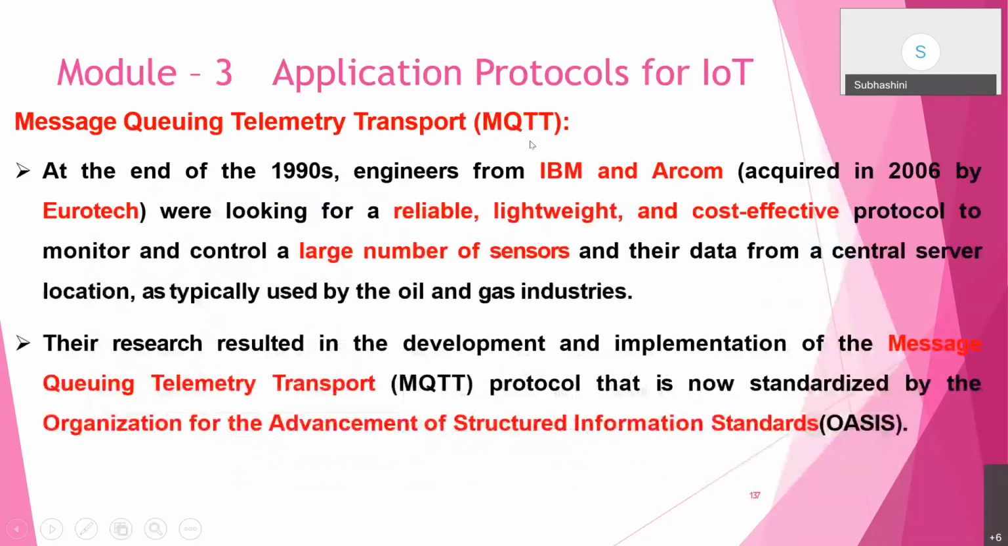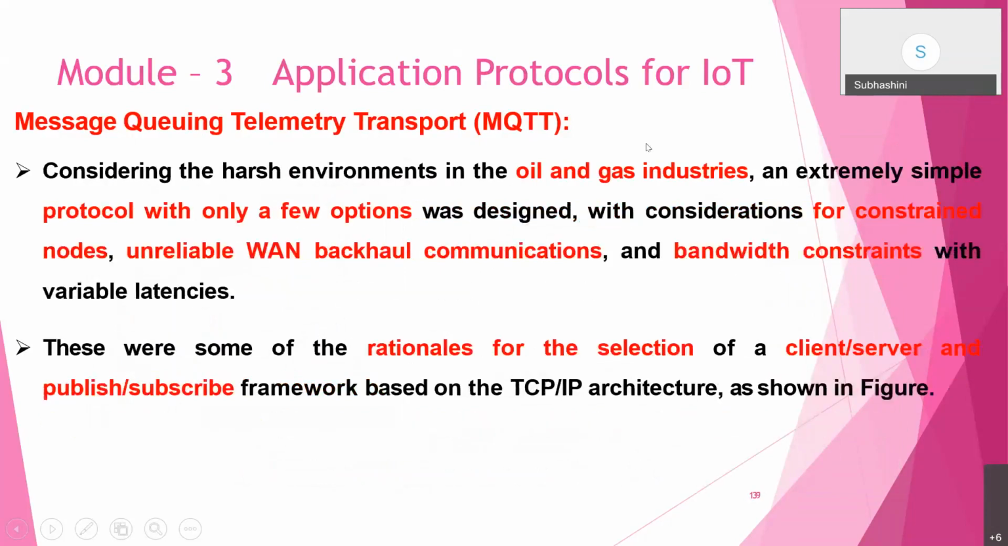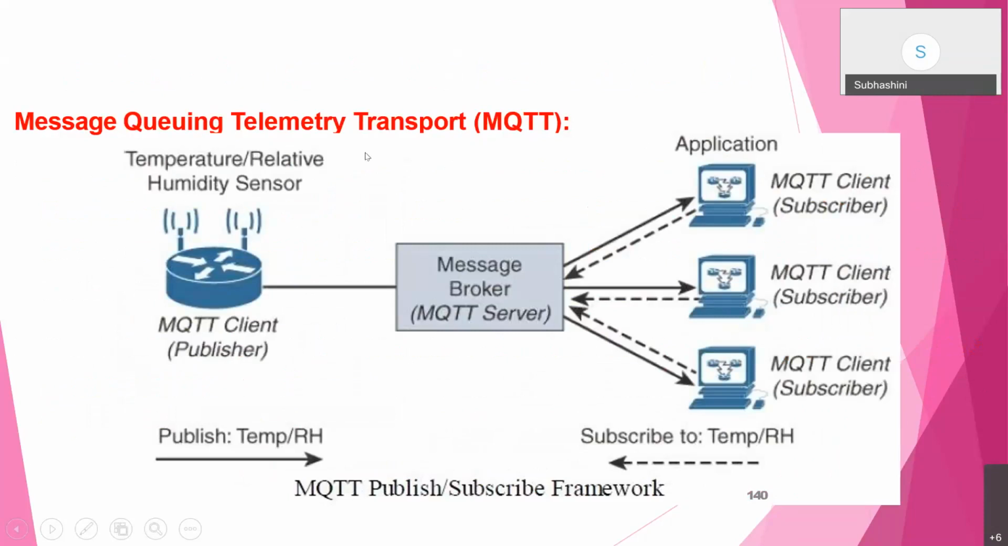The next protocol is nothing but MQTT. This MQTT is reliable when compared to CoAP because it operates over TCP. And if you look at the method of working of MQTT, it follows a publish-subscribe mechanism.